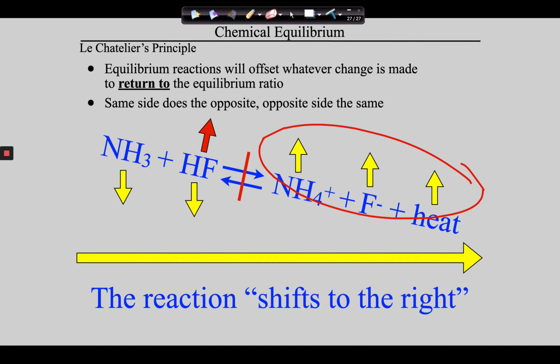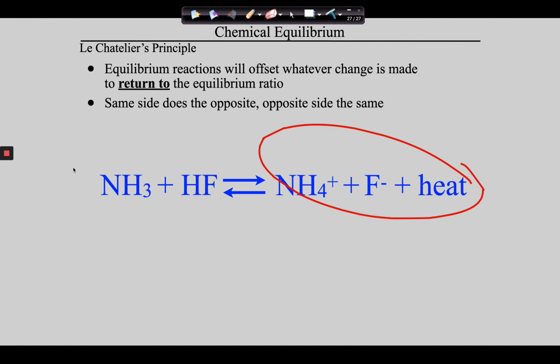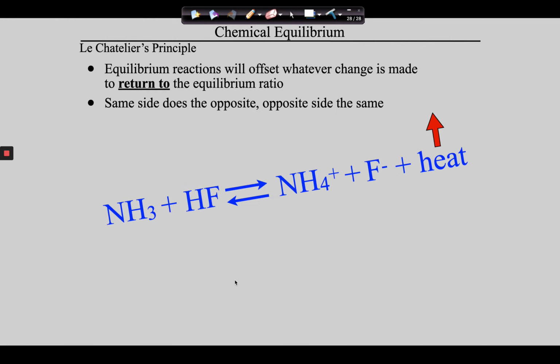That simply means the stuff on the right goes up. Now, let's look at another example. Say that we reset the tables, and this time we take this reaction and we heat it up. Well, if we heat it up, now we have an imbalance like this. So now we need to return to equilibrium.